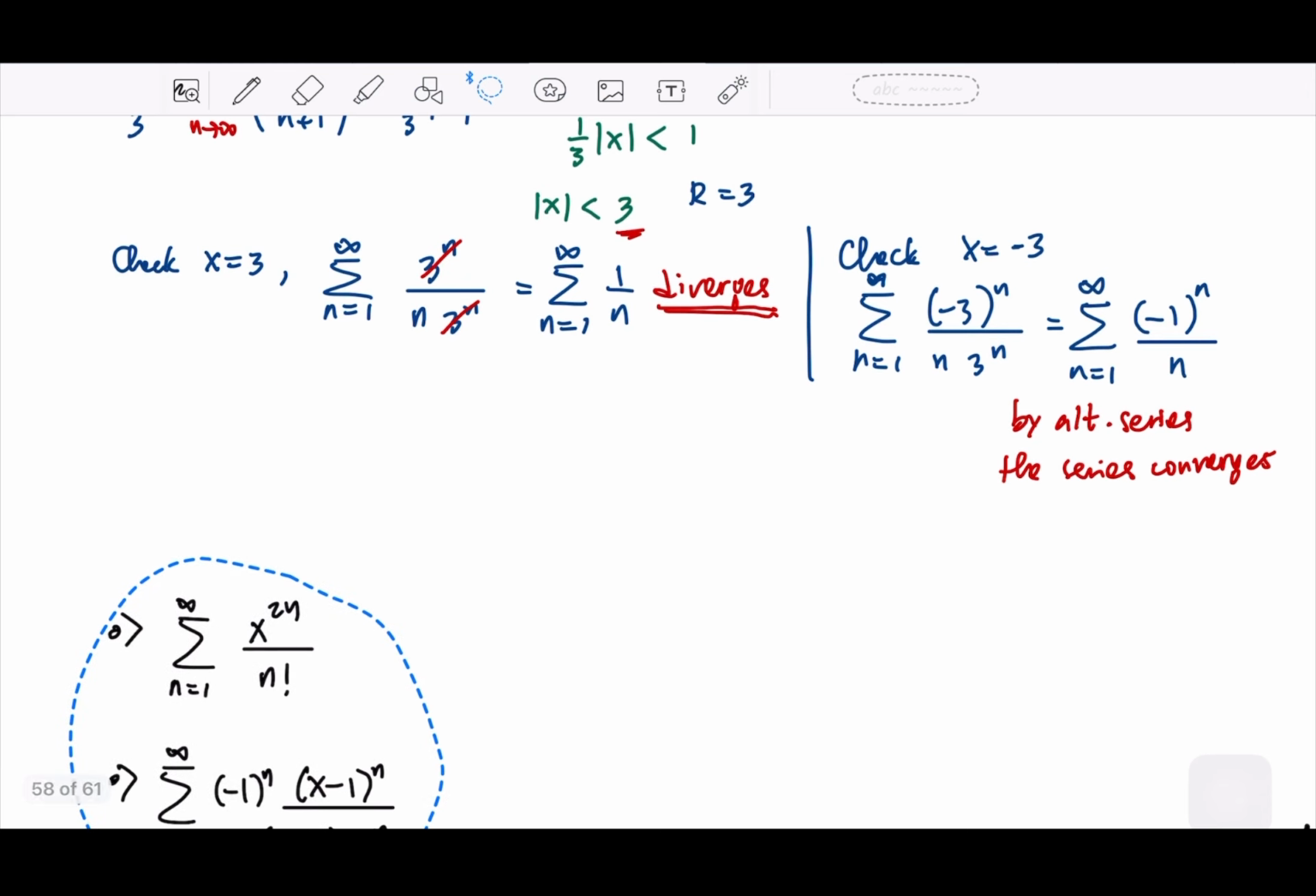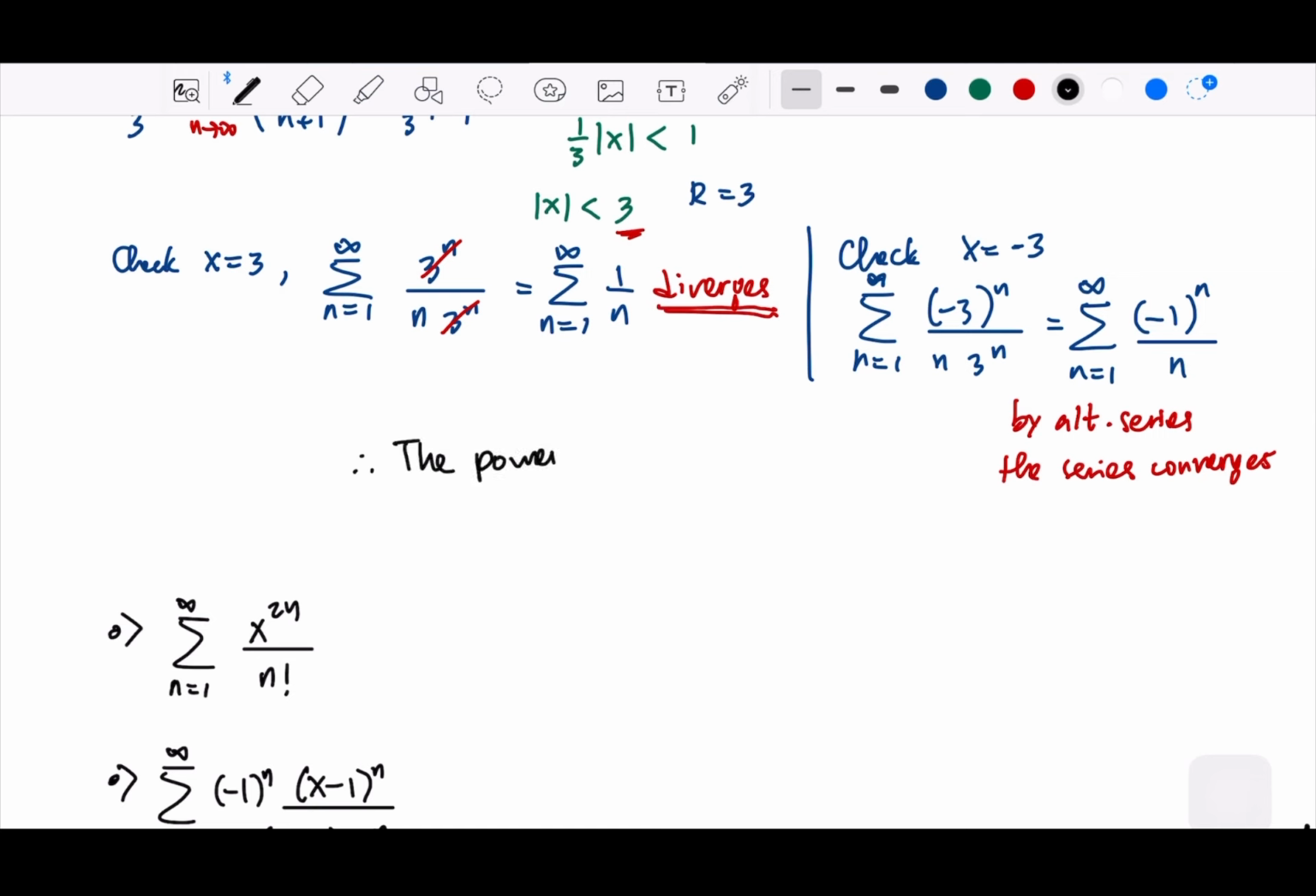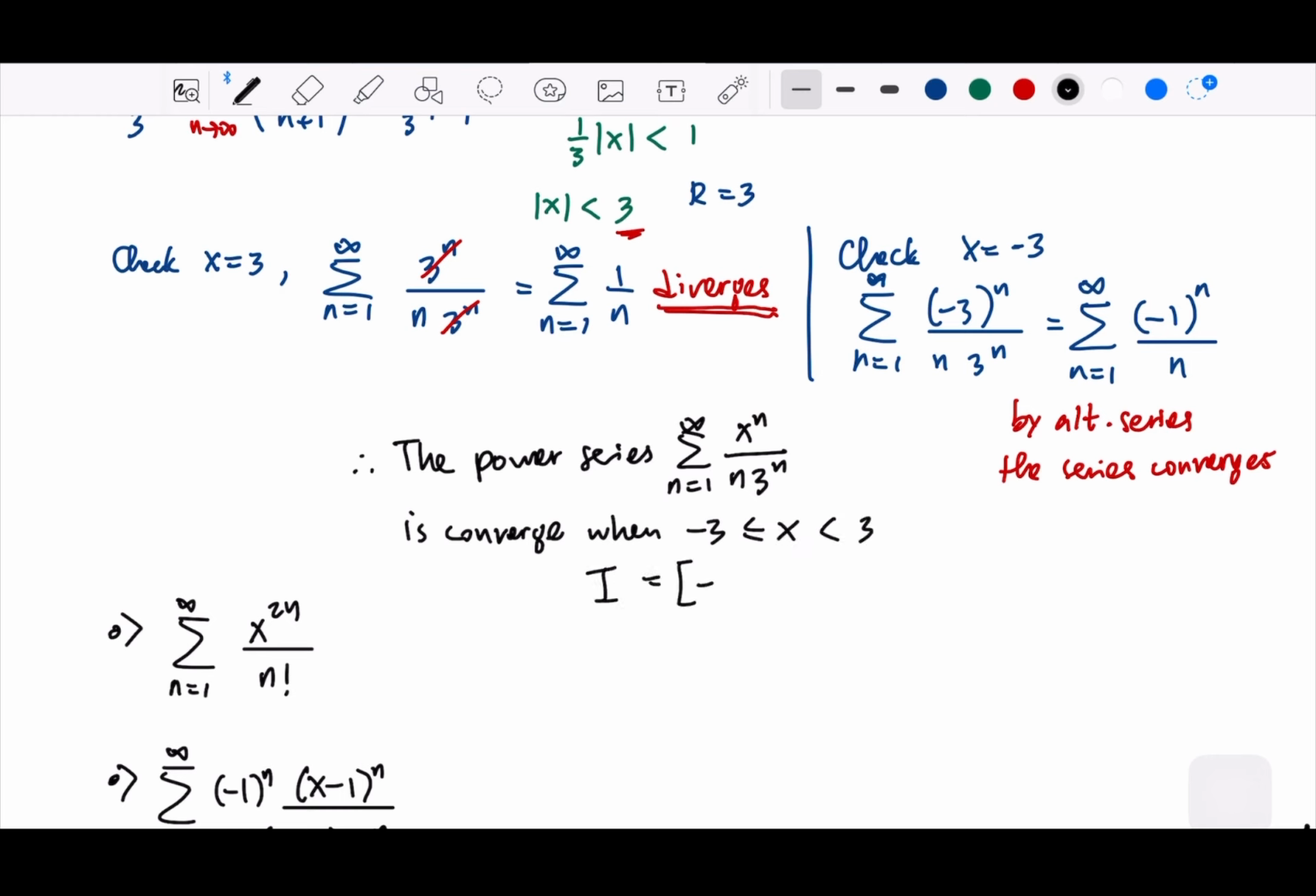So as a conclusion, remember, at the end: the power series converges when -3 ≤ x < 3, so the interval of convergence is from -3 to 3, not including 3. Okay.